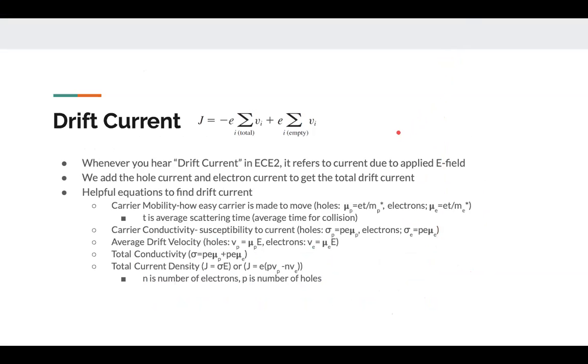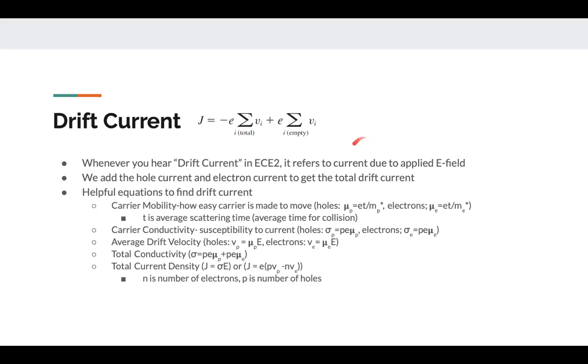So drift current is the next thing. Whenever you hear about drift current in ECU2, it refers to current due to an applied electric field. Basically you add the hole current and the electron current to get the total drift current. It makes sense, right? You add the current due to all the positive charges plus the current due to all the negative charges to get the total current.